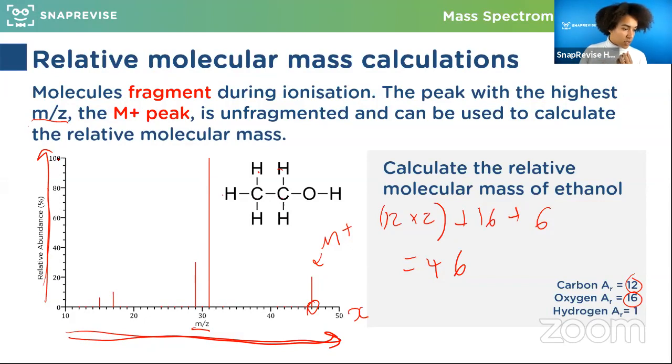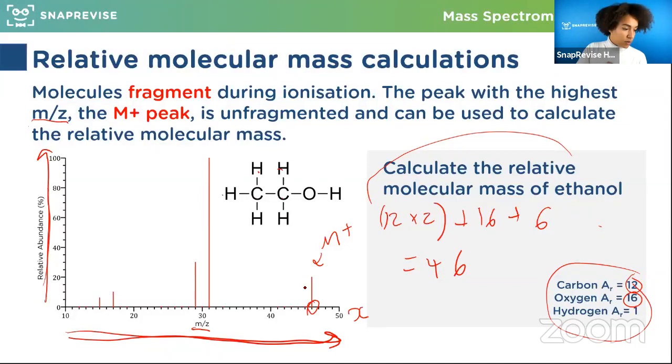So mass doesn't change is your point. No, that's not my point. It's not that mass doesn't change. I'm just demonstrating that you can calculate the relative molecular mass from the relative atomic masses. And if you want to check if your mass spec has got the thing that you think you had, then you would calculate it, and then you would look at the mass spec M plus peak.